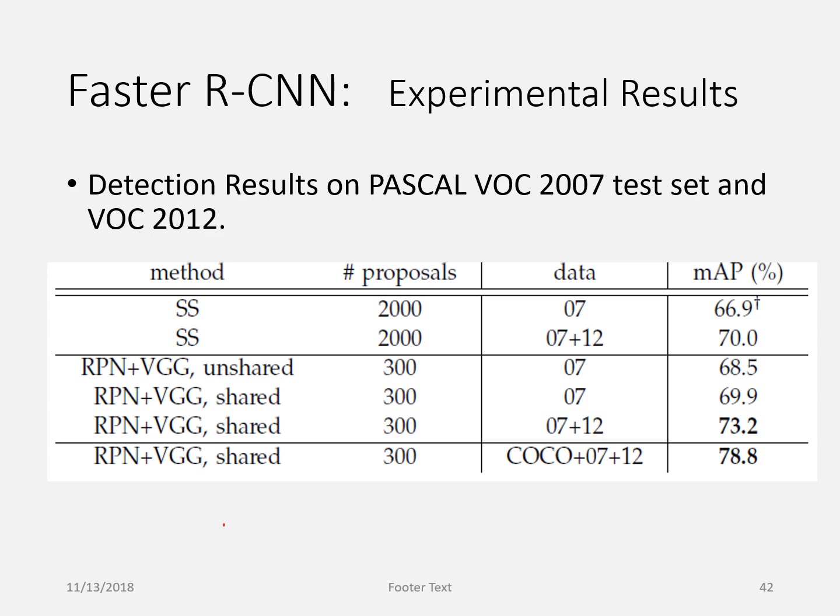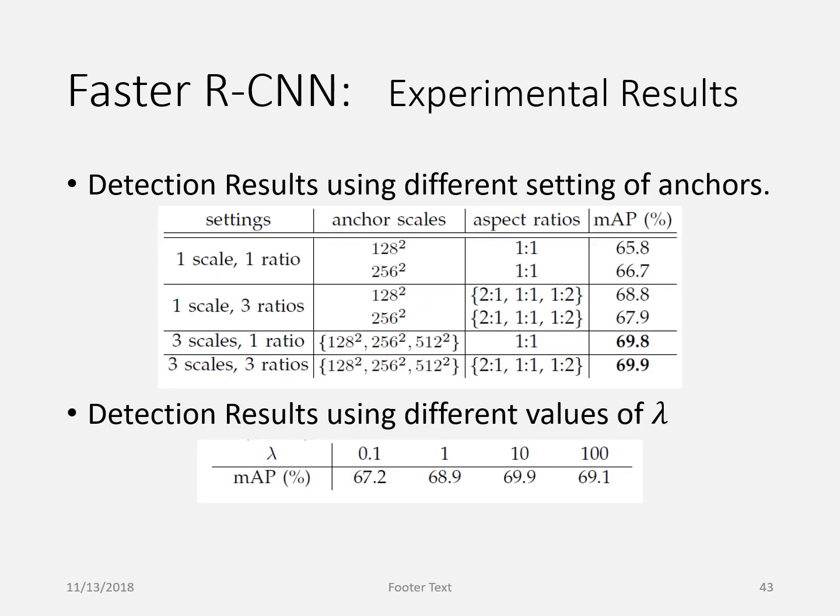Let's see further. Evaluating this network on different settings of anchor boxes. Here we see that for just a single aspect ratio and all three different scales, aspect ratio keeping 1:1, we get a MAP of 69.8, and with all three aspect ratios we still get a MAP of 69.9. So by reducing the aspect ratios to just one, that is not taking all the three aspect ratios, we can reduce the computation cost to some extent.